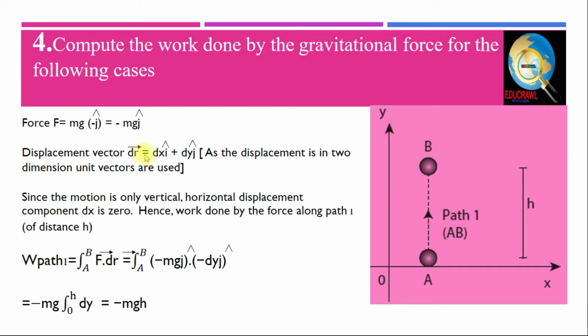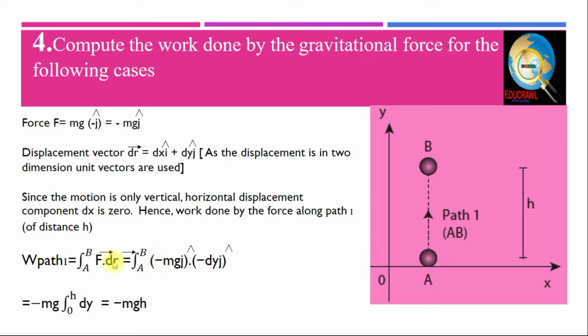So the displacement vector will be dr = dx i cap + dy j cap. But here, if you see the diagram, the object is moving only in the y-axis. So the x-axis component will be 0. Hence, the work done is given by the integral from a to b of F dot dr. The object is moving from a to b. So here, instead of dr, we will be applying dy, because the object is moving only along the y-axis. On the x-axis there is no movement, so we neglect that.